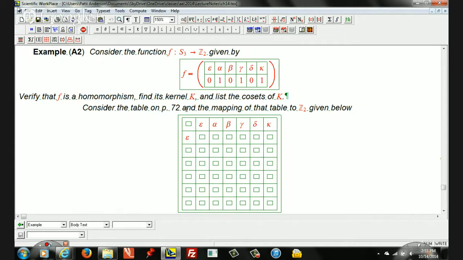So let's look at the mapping of that. So epsilon goes to 0. Alpha is going to 1. This goes to 0. That goes to 1. That goes to 0. And that last one goes to 1, according to the mapping there. So then this is 1, 0, 1, 0, 1. Now, filling out the table, so let me put my table lines right here.